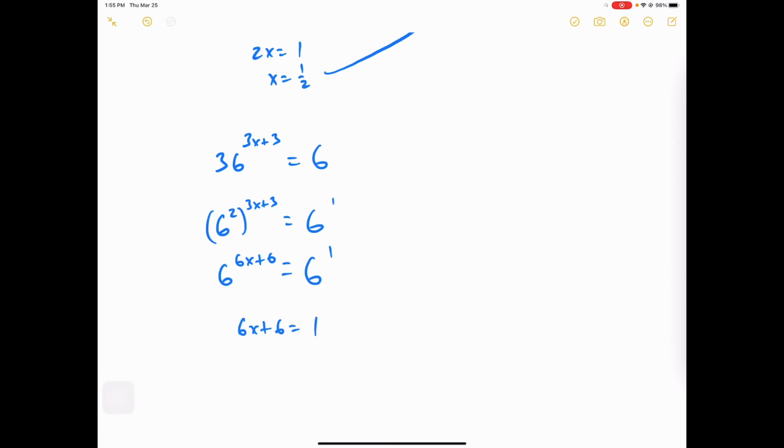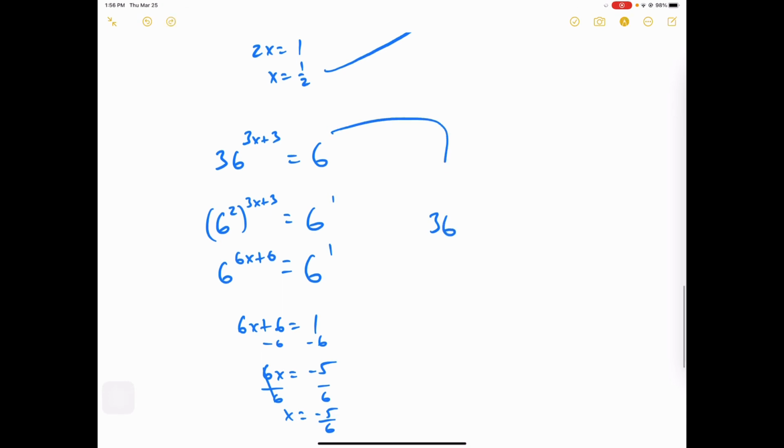Minus the 6 from both sides. 6x is equal to -5. Divide by 6 on both sides. X is equal to -5 over 6. Who would have ever thought that this would have worked? I mean, I wouldn't have guessed it. But let's go ahead and try plugging in and see if this is the number that would have worked. 36 to the -5 over 6. Oops, sorry, I need to multiply that by 3.